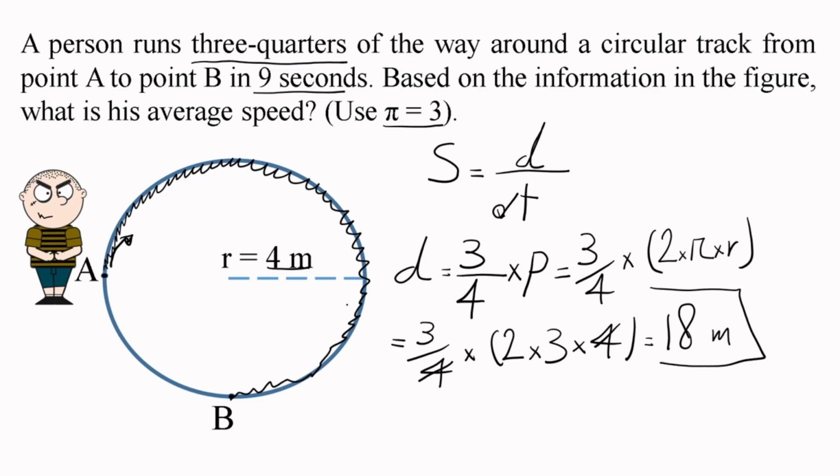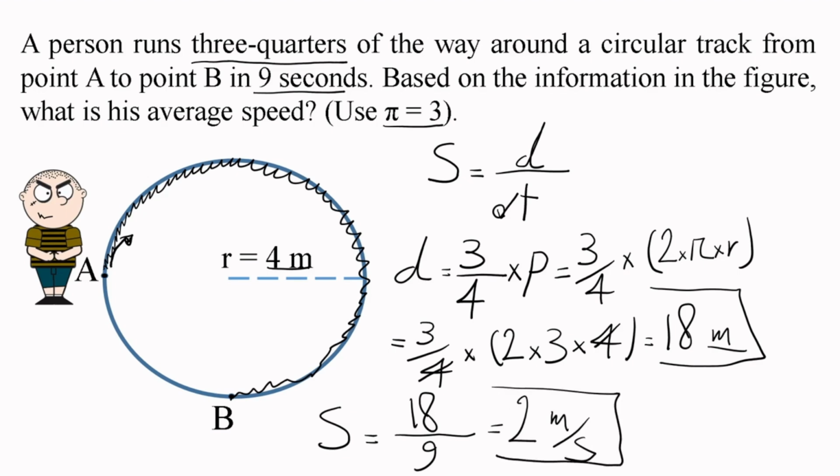Now I can calculate average speed easily. S is equal to, do I have the D? Yes, 18. Do I have the T? Yes, 9. So it is going to be 2. Because this is meter and that one is second, it's going to be meter per second. Really easy.